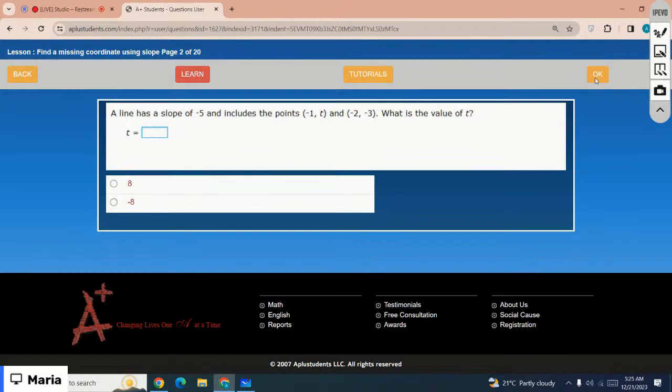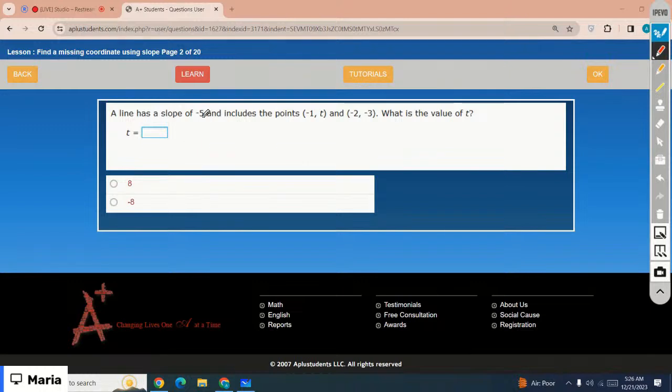Okay, a line has a slope of negative 5 and includes the points (negative 1, t) and (negative 2, negative 3). What is the value of t, right? So you have to do exactly the same thing. You are given the slope, that is m. This is x1 and y1. This is x2 and y2. So simply use the formula. The slope is negative 5, y2 minus y1 is negative 3 minus t, divided by x2 minus x1, negative 2 minus negative 1. Just solve for t, right?